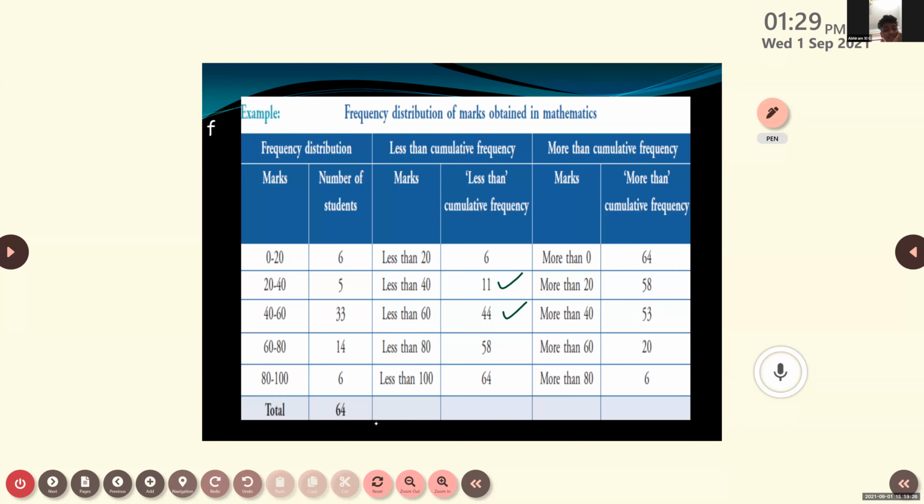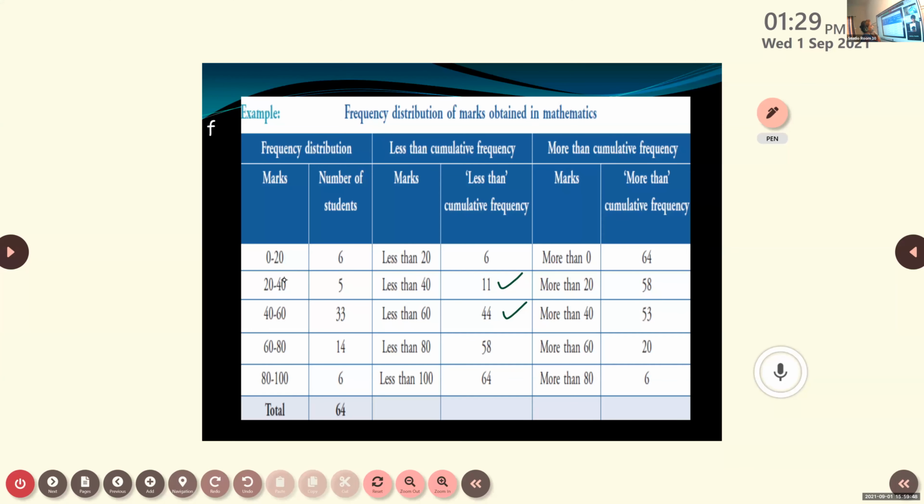So here, when we are constructing the less than ogive, the first thing we have to take into account is the class limit. Which class limit do we have to take? That is the upper limit. Then less than 20, less than 40, all the upper limits we are taking here. And whatever number is coming below that, we put it.